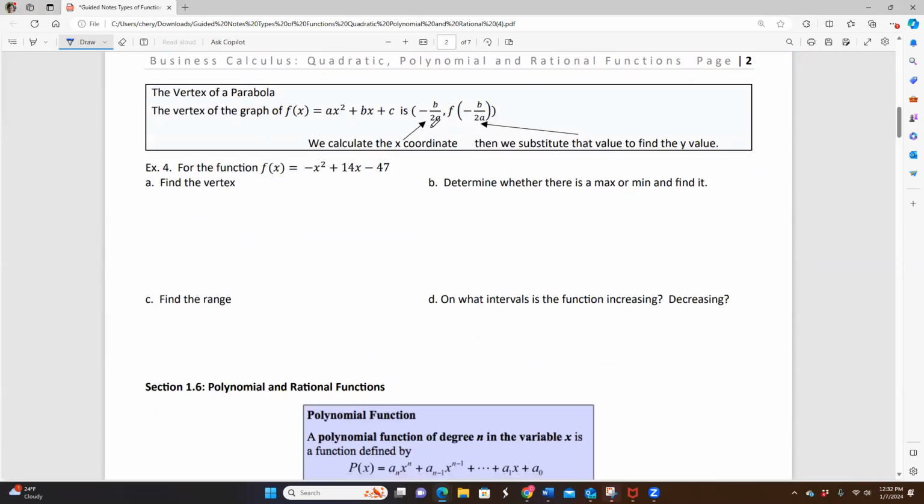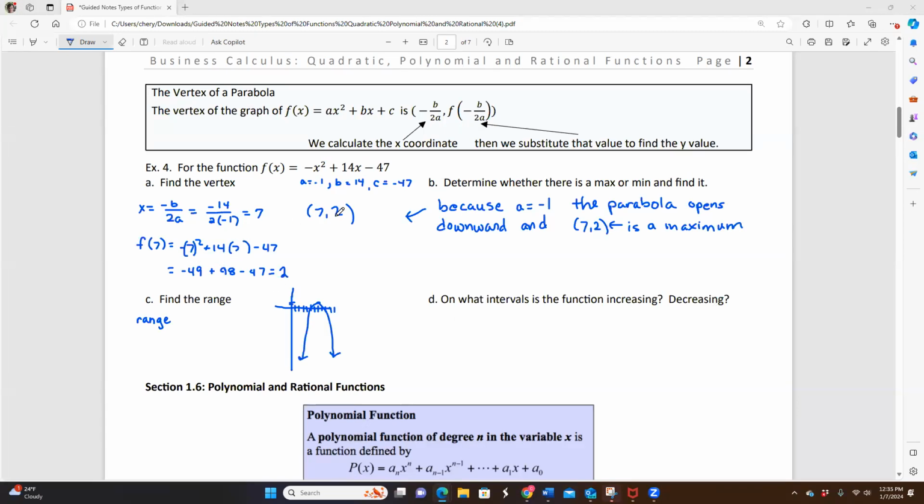So here we have our formula for finding our vertex again. So we want to find the vertex, determine if it's a maximum or minimum. We want to find the range, and we want to identify where the function is increasing and decreasing. I'm going to ask you to accomplish part A, part B, and graph it, and then part C, and then we'll look at them together, and part D together.